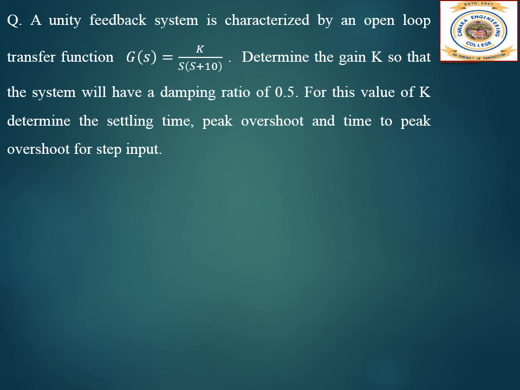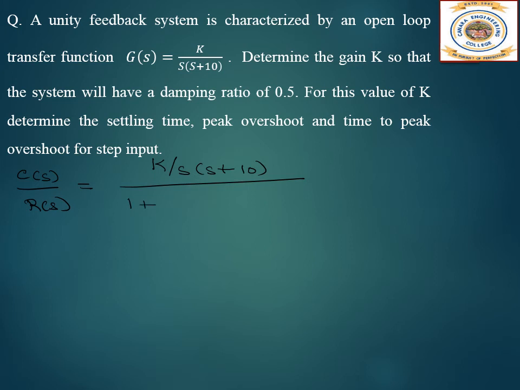So again, as usual, first step is finding the closed loop transfer function G of s by R of s. So G of s is given, right? K divided by s into s plus 10. This is G of s. What is H of s? It is mentioned that it is unity feedback. So what's the formula for G of s by R of s? G of s by 1 plus G of s H of s.